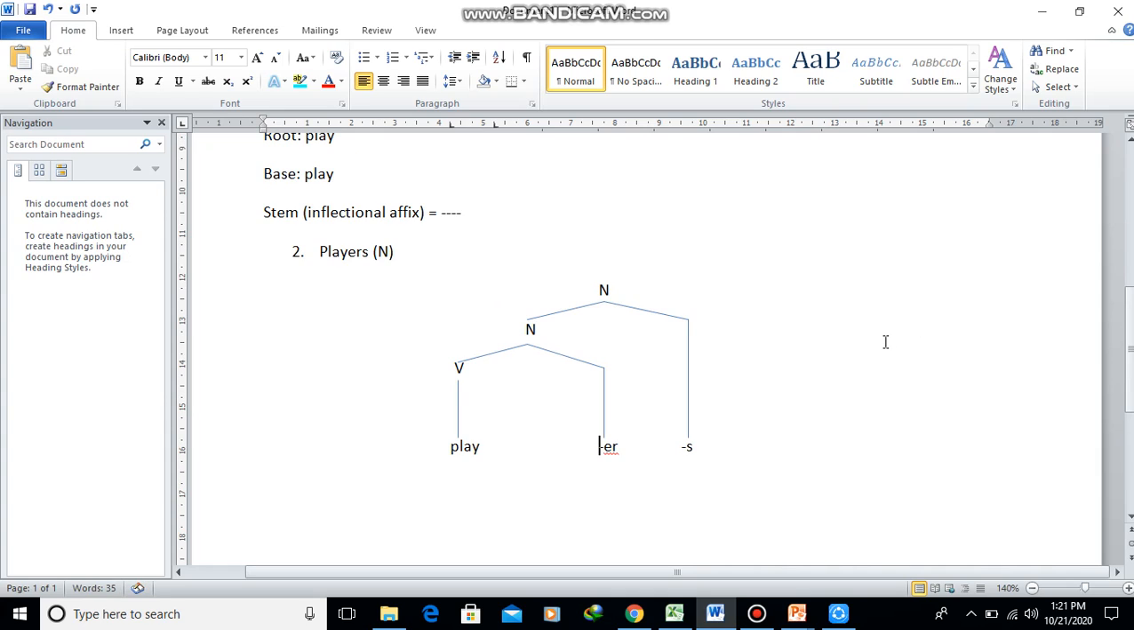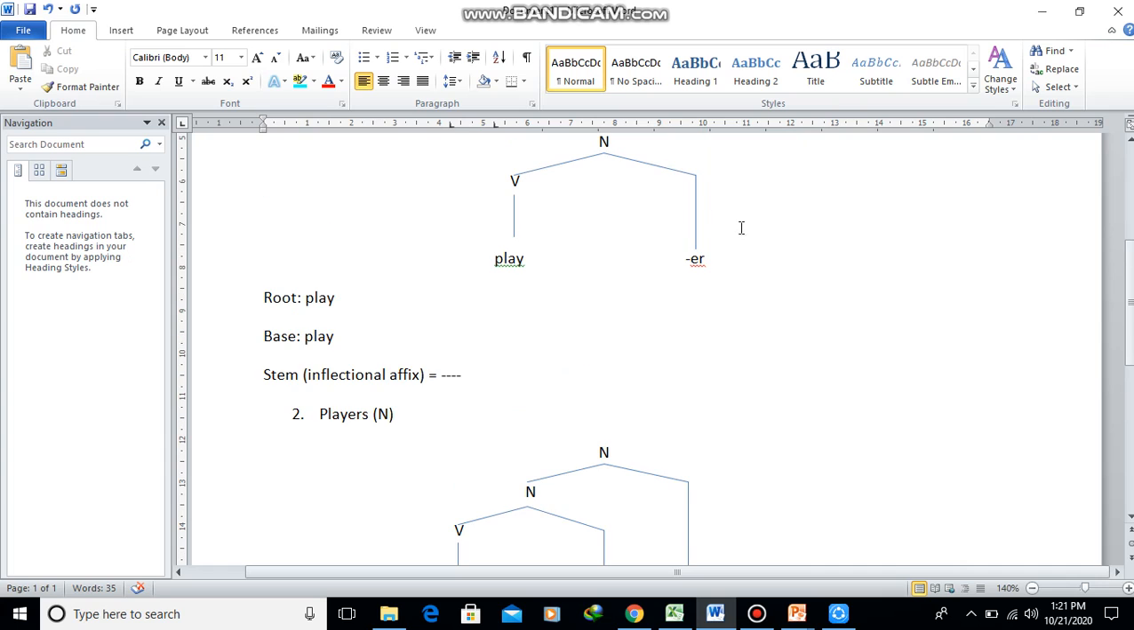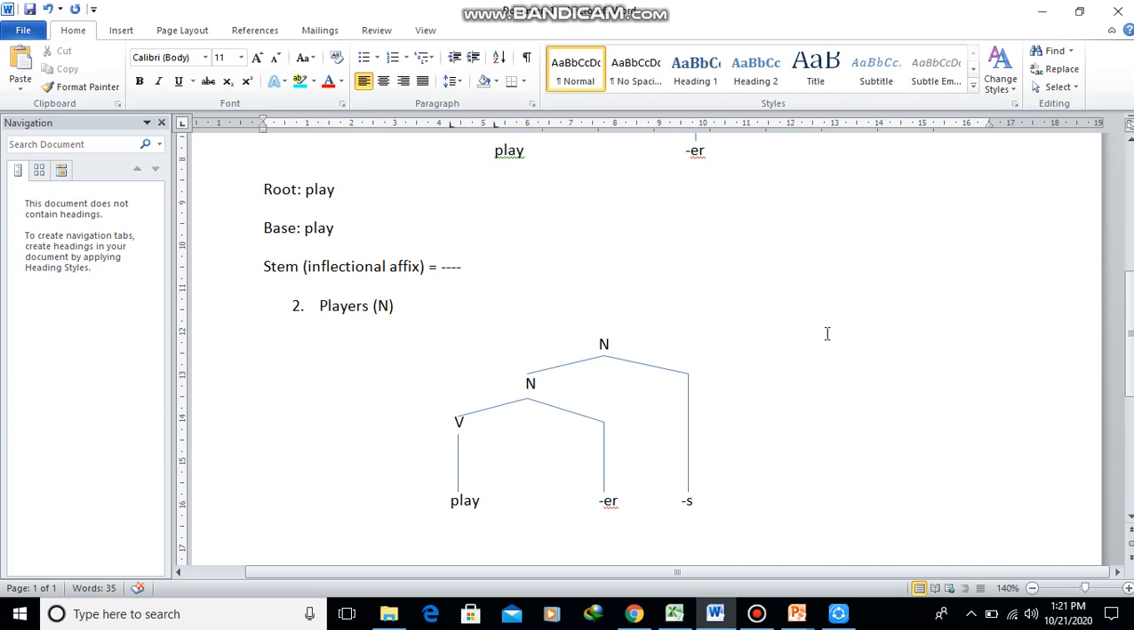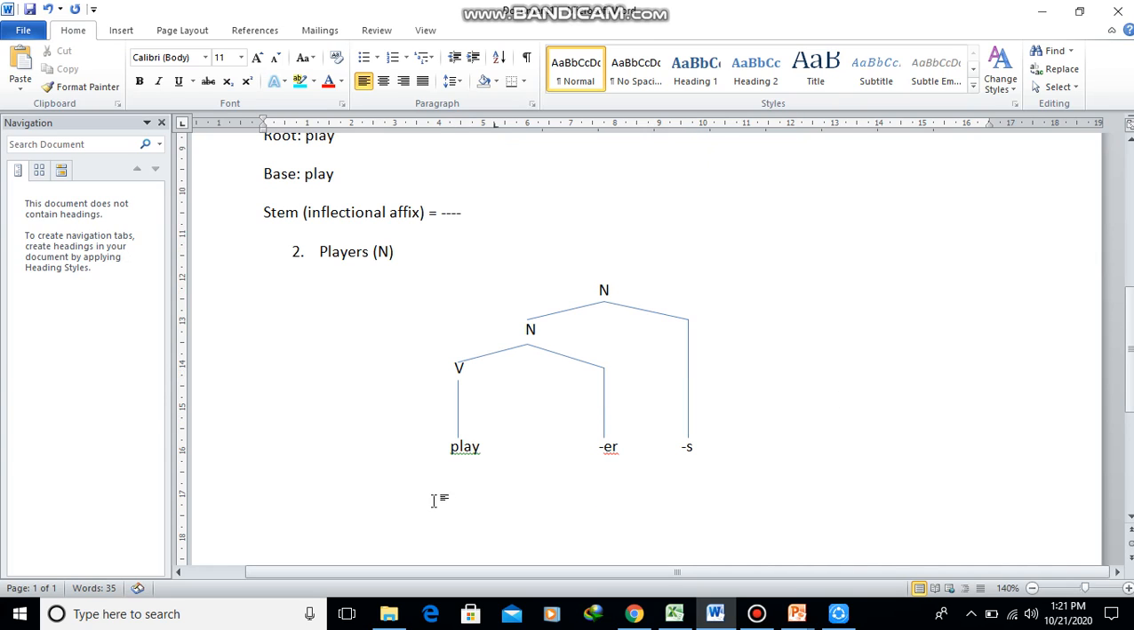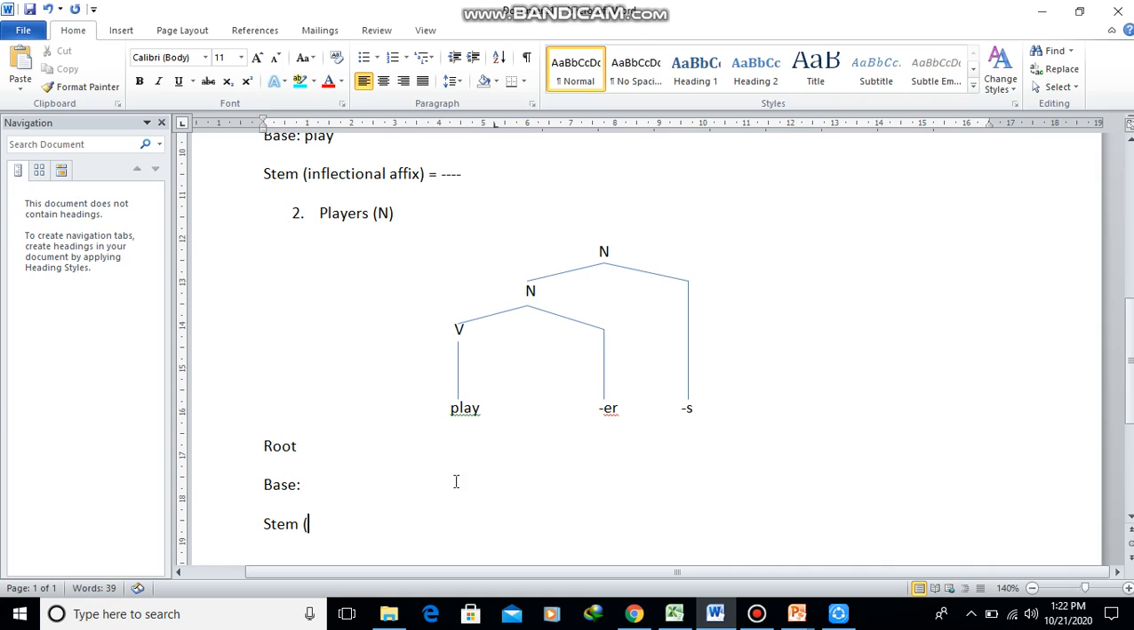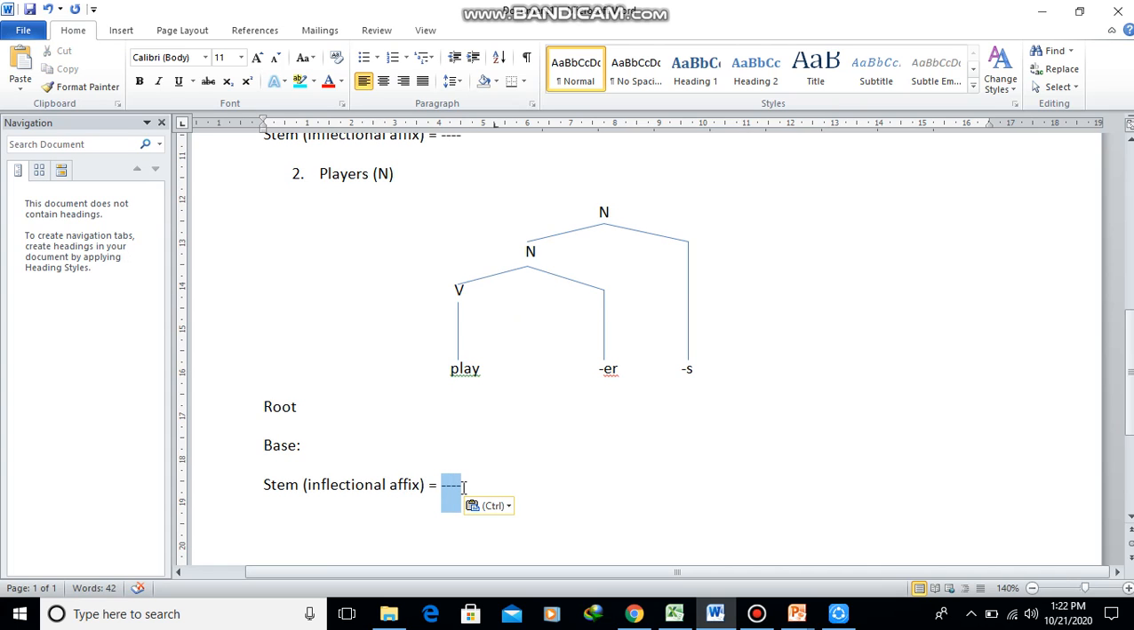So you can compare. There are more branches in this word compared to the first one. It's because in the first one there are only two morphemes, while in the second one there are three morphemes. Okay, now let's try to analyze the root, and then the base, and then the stem. Remember that stem is a word where only inflectional affix is attached. Okay, let's say the root. So the root, you can check it here. The word where there is no more branch under it, that means it's the root. So just right here, play.